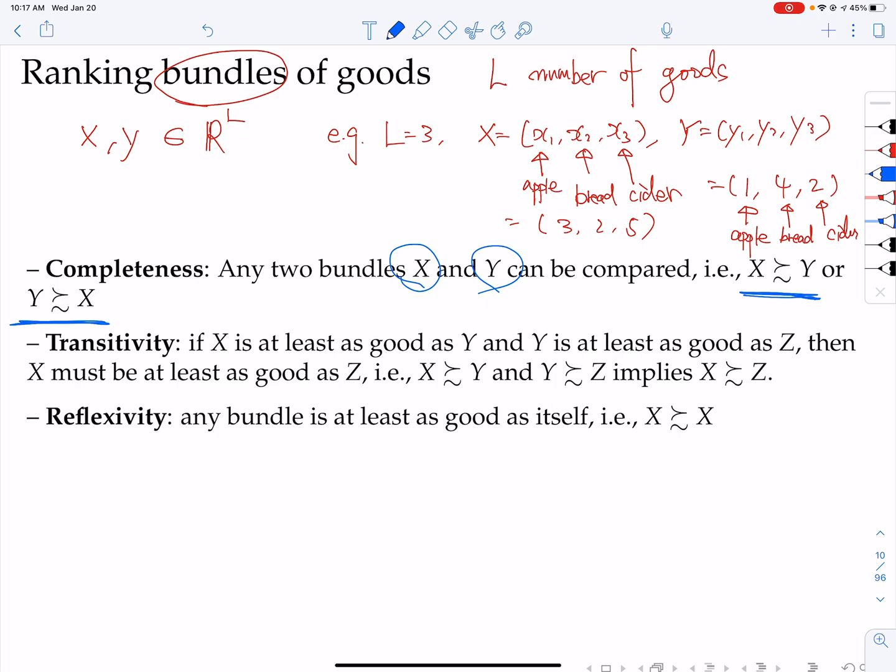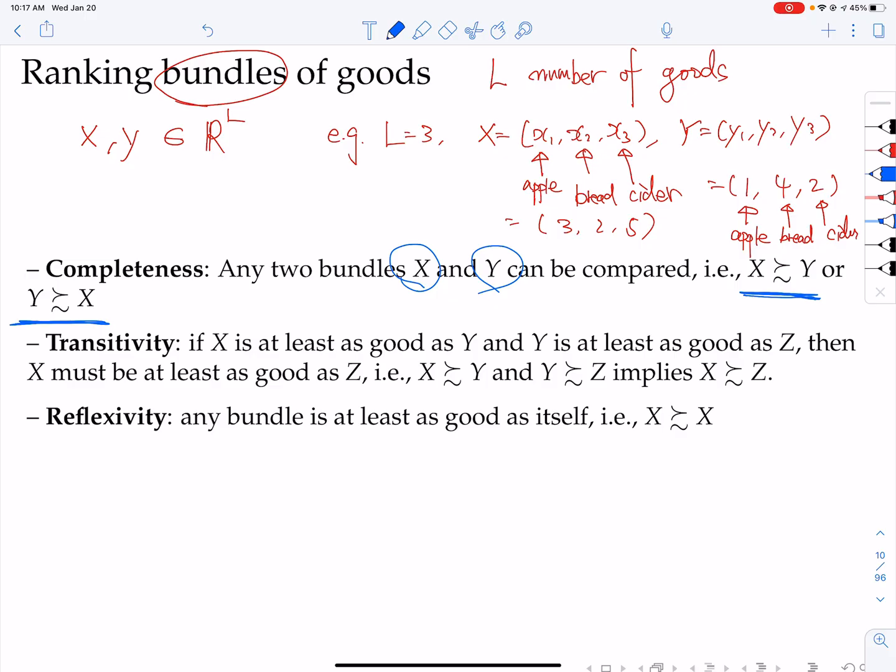So anyway, completeness means that any two bundles can be compared instantly, right? So you never hesitate. It doesn't take you 1 second to decide which is better than the other. You can just instantly tell which bundle is better than the other, right? So remember, we're talking about the bundle, not a good, okay?